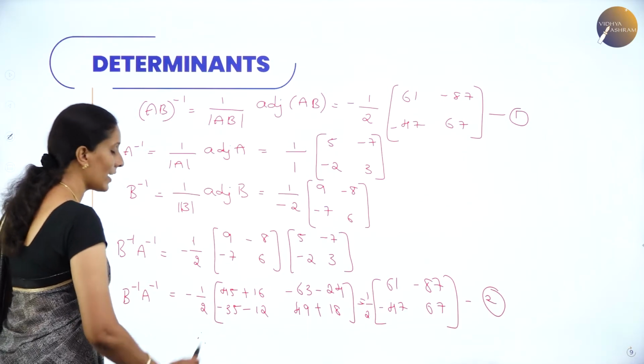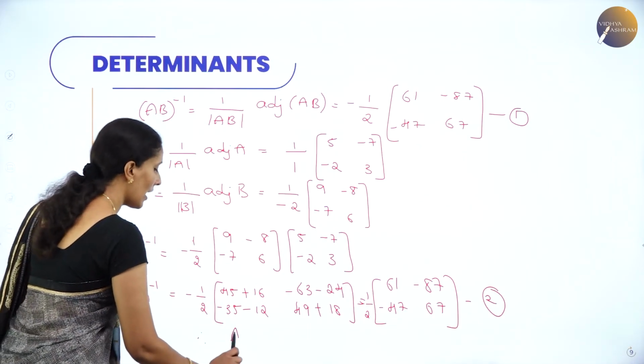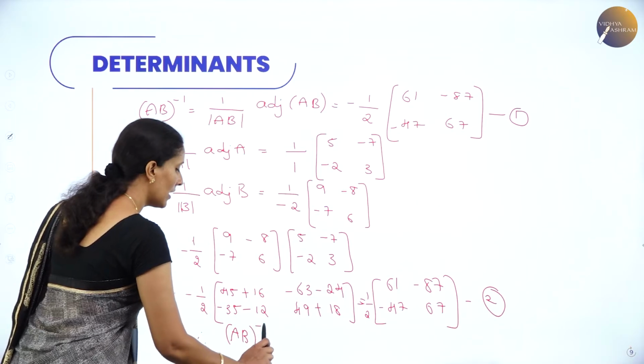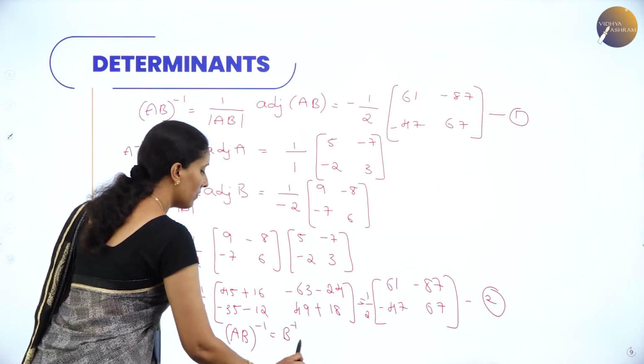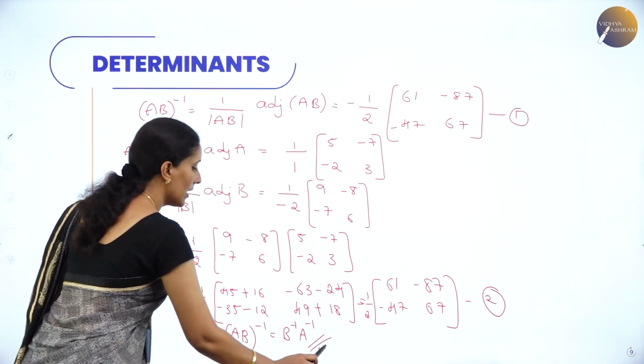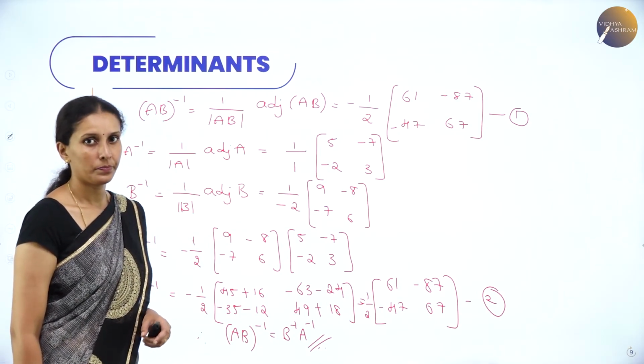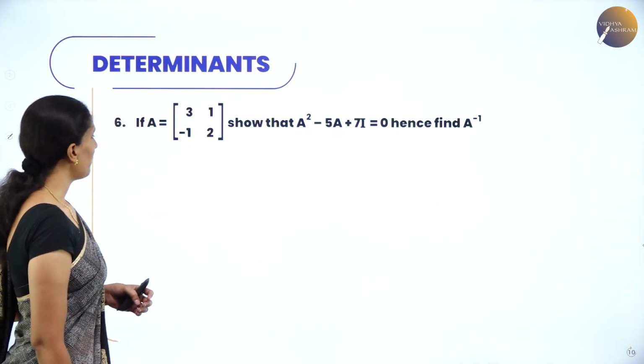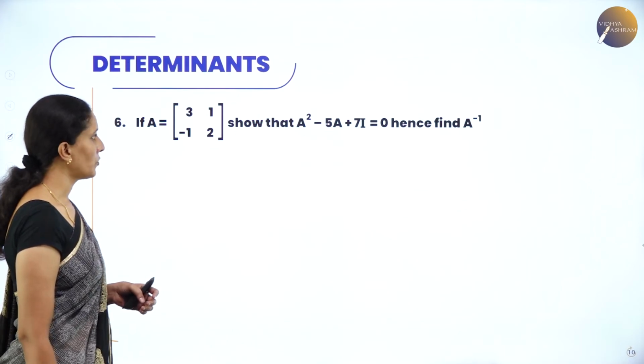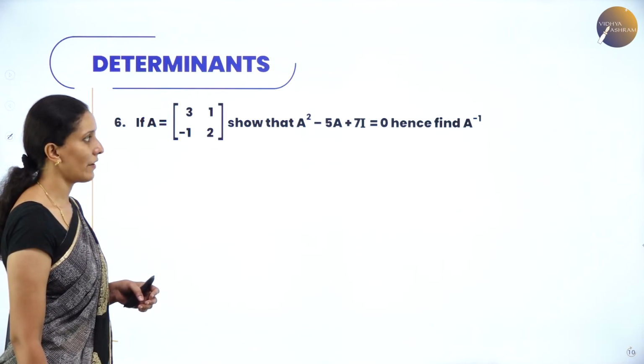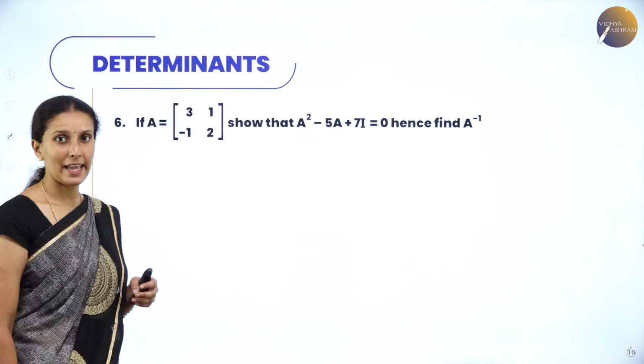So therefore what I can conclude is that (AB) inverse can be written as B inverse into A inverse. Hence we proved. Next one. If A is equal to [3, 1; -1, 2], show that A square minus 5A plus 7I is equal to 0. Hence find A inverse.